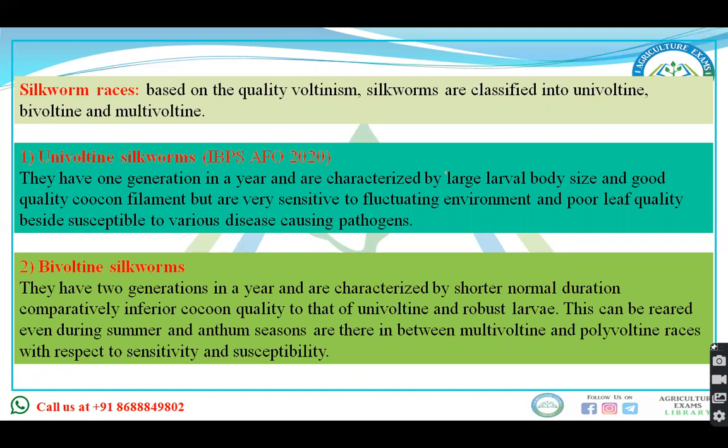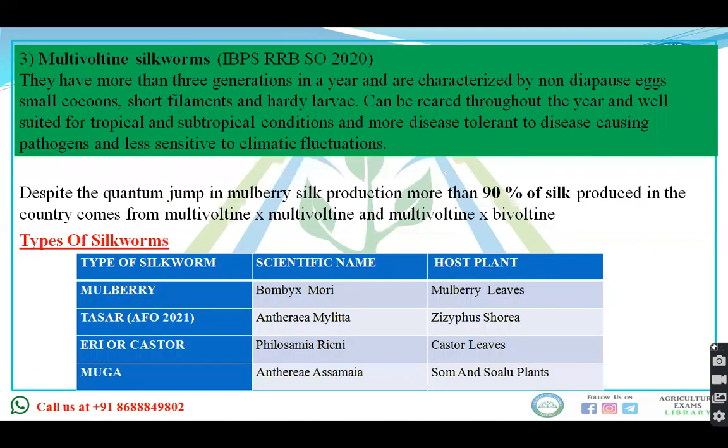What about the bivoltine? Bi means 2. They have 2 generations in a year and are characterized by the shorter larval duration and comparatively inferior cocoon quality. As you see, as generations increase, the quality of the cocoon decreases. Multivoltine, they have more than 3 generations in a year. Okay, now this is very important.